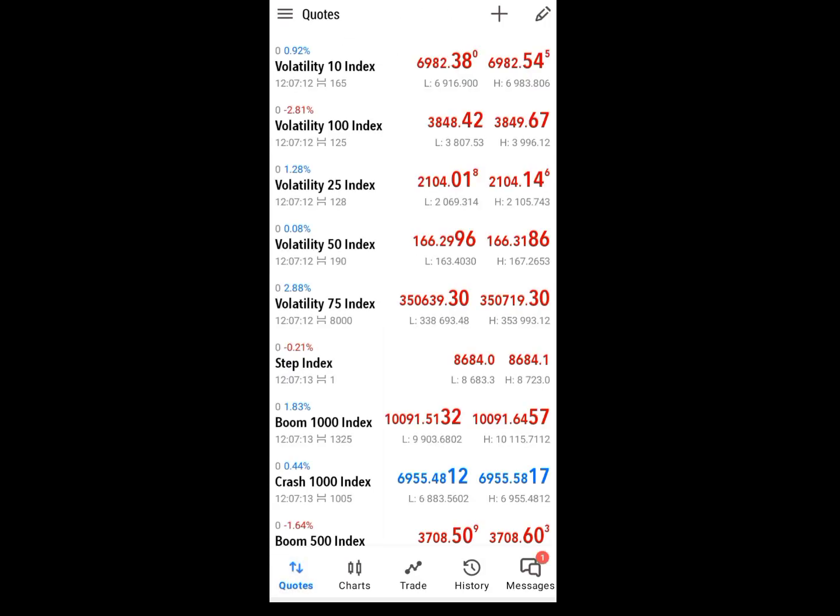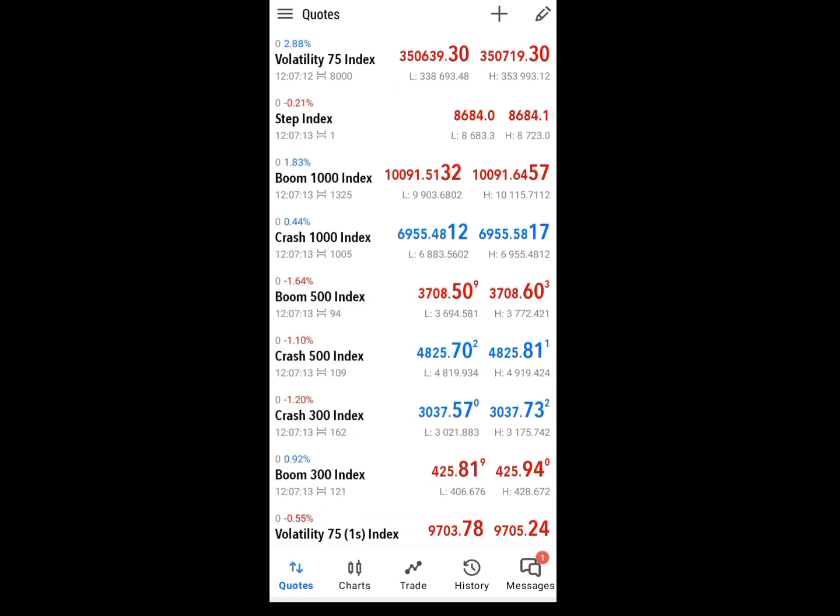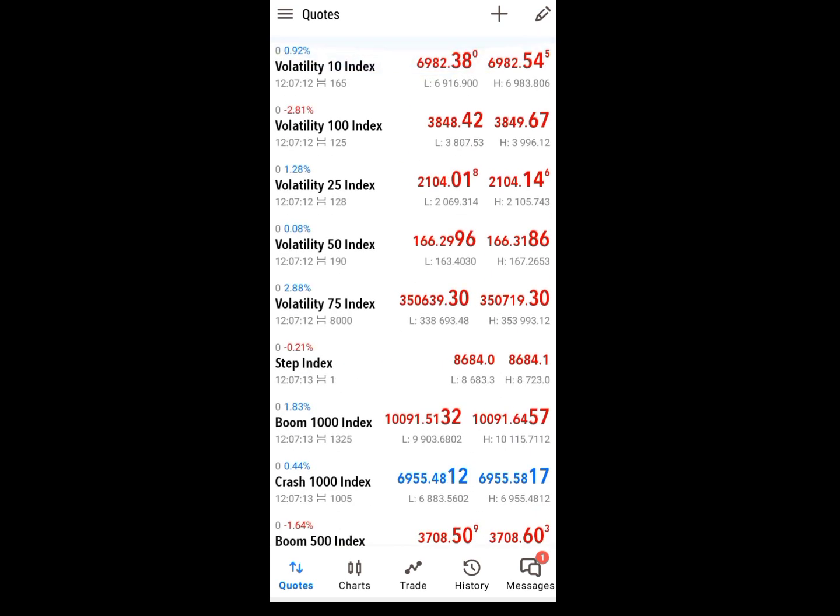This is my Deriv MT5 app. We're going to go to MT4 soon. These are the synthetic instruments that are offered by Deriv. You see Volatility 10, Volatility 100, Volatility 25, Volatility 50, 75, Step Index, Boom and Crash 500. There are a lot of other ones that you could actually see.